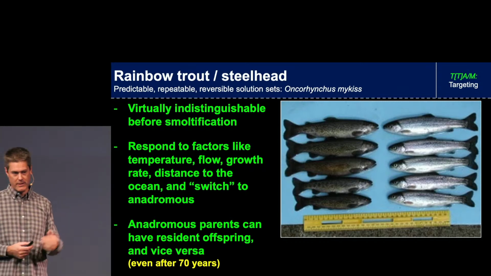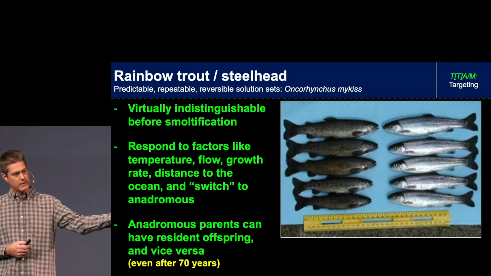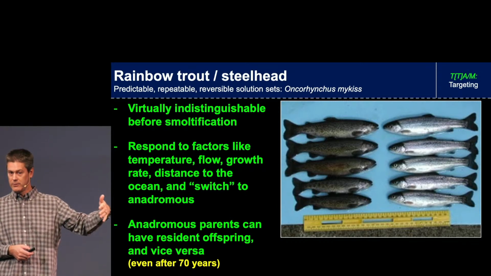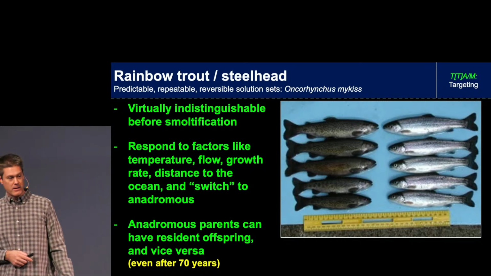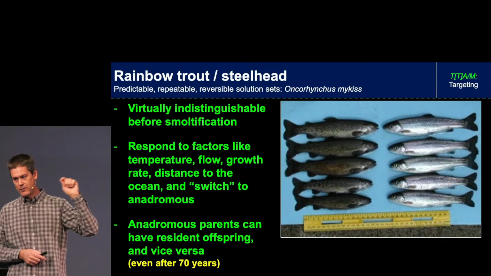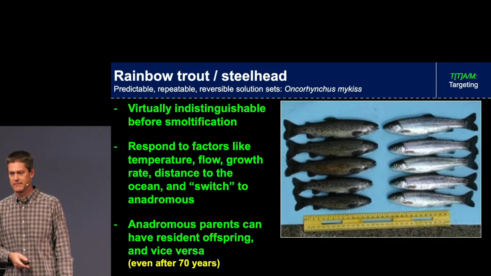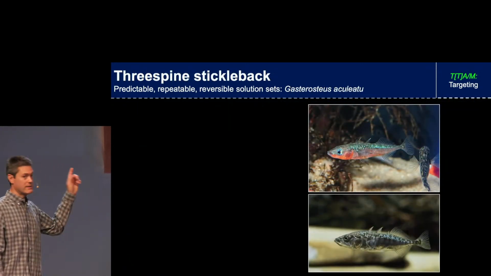In an experiment, they stocked a lake with steelhead, had a barrier fall, so any of the fish that left to go to the ocean couldn't come back. Over time, those fish all turned into rainbow trout, resident trout, and that was the case for 70 years. After 70 years, they allowed those rainbow trout to go to the ocean, and guess what? In one generation, they had steelhead. So it's reversible.